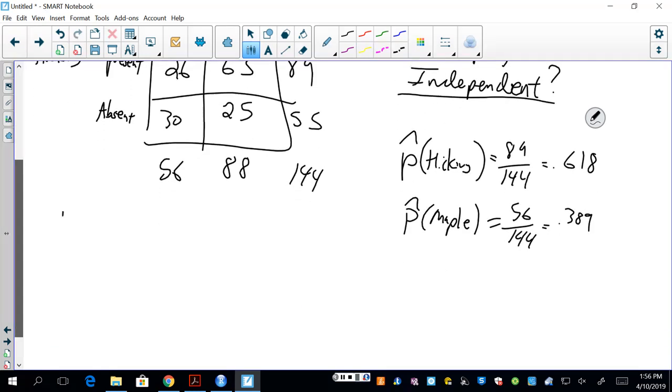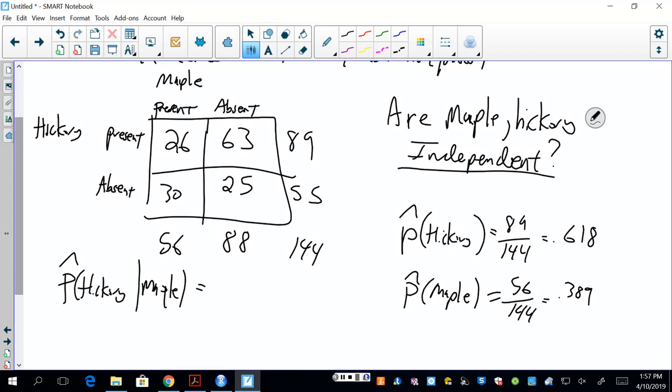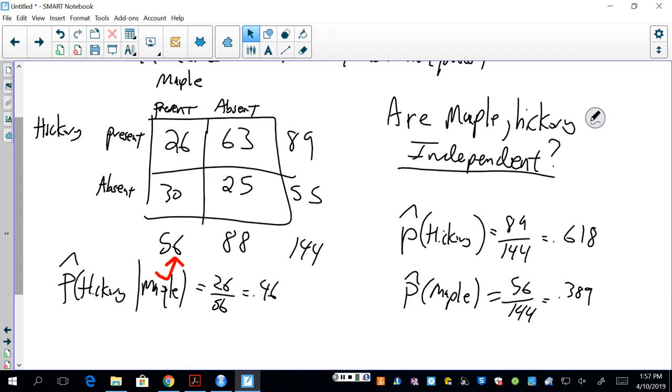What about, what's the chance that you have a hickory tree when there are maple present? Put these little hats over there because it's taking it from the data. So when there is maple, that's this column, right? That's this column over here. So it would be 26 out of 56, which is 0.46.